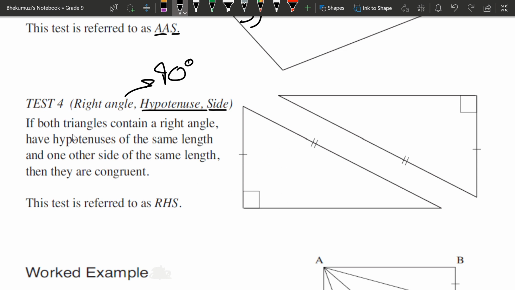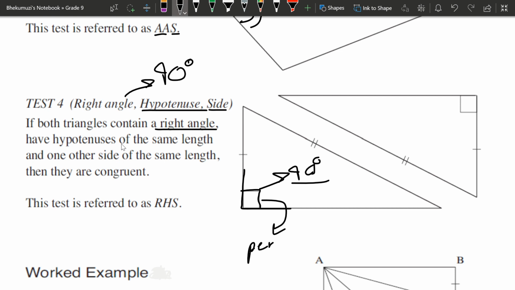So if both triangles contain a right angle, meaning 90 degrees, and we see a 90 degrees with this block that we usually put in between two lines, right? Which also means perpendicular. Perpendicular just means that it's 90 degrees, or you can just draw in this block there, which is the right angle, right?